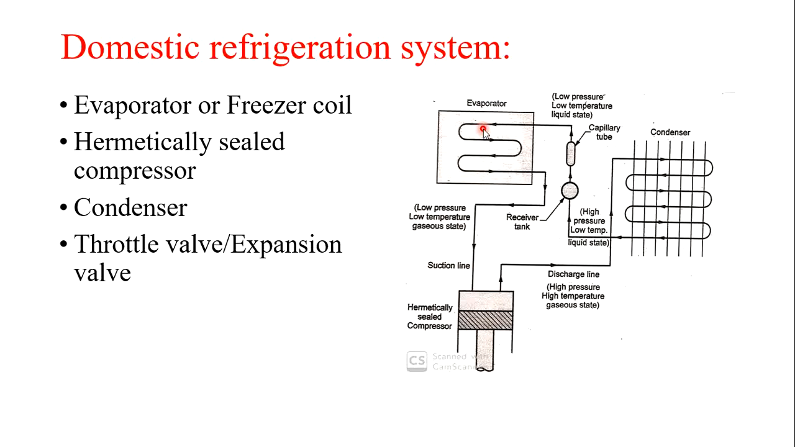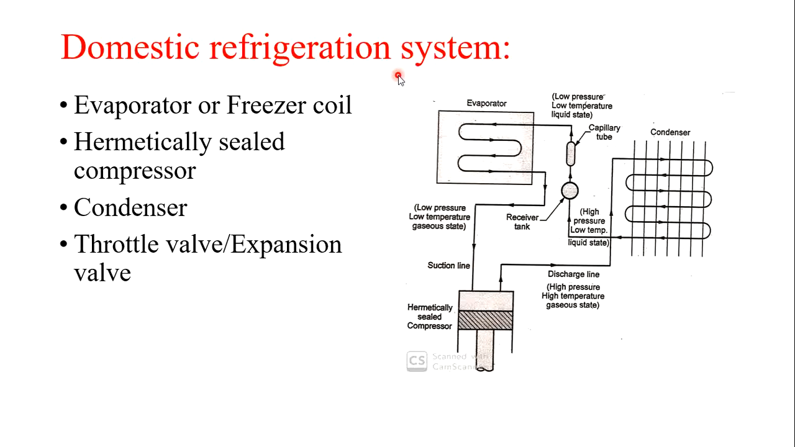This is the evaporator. Evaporator has a number of coils. One end of the evaporator coil is connected to the suction side of the compressor unit. The other end is connected to the capillary tube or expansion valve. One end of the condenser is connected to the delivery side of the compressor unit. The other end is connected to the capillary tube. This is the arrangement for the domestic refrigeration system.